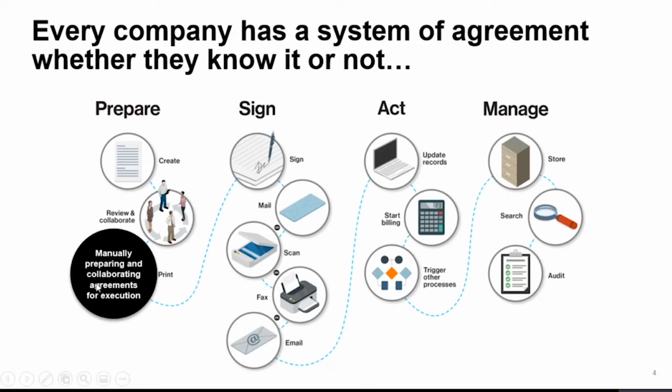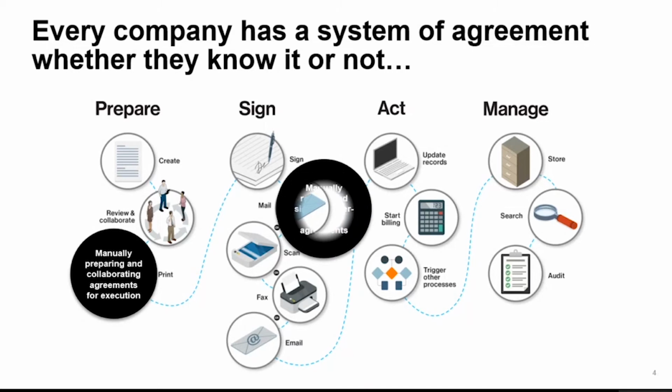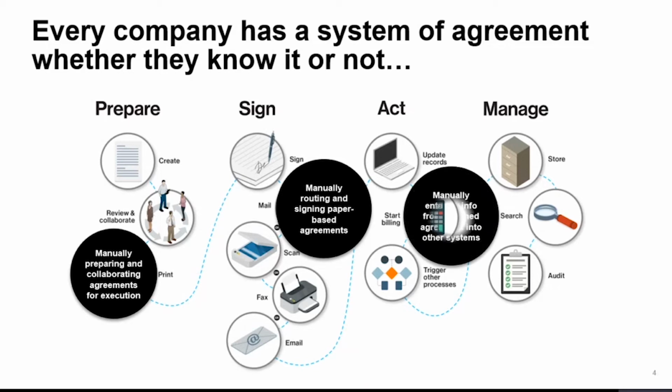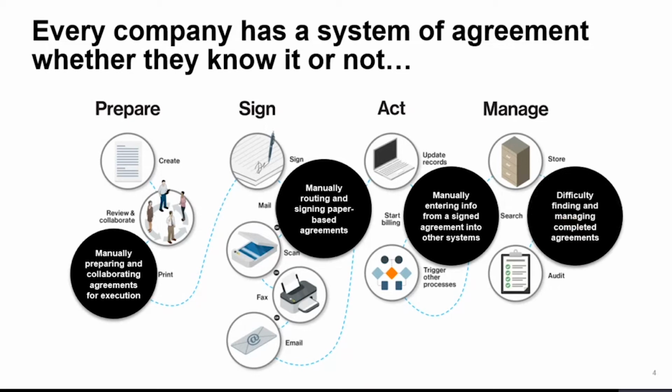When it comes to prepare, you are manually preparing and collaborating to complete the agreements. The next thing is signing, where you will probably route to a few persons to get the documents signed off physically, face-to-face. And when it comes to act, you have to enter the info from a signed agreement and then move it to another system. So this is how you usually update and keep the documentation updated.